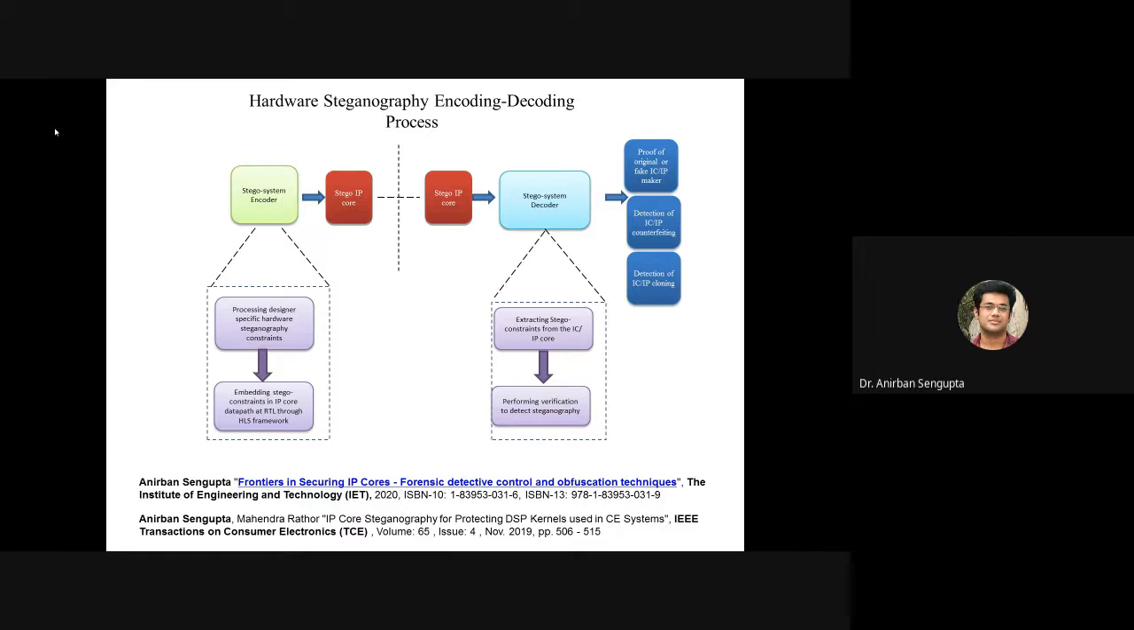So in the encoder stage, we have the processing of the designer specific hardware steganography constraints, and then the embedding of that into the RTL design phase of the HLS framework. And at the decoder stage, we try to extract the stego constraints from the IC/IP code, and then we perform the verification to detect the steganography mark or stego mark. So this decoding phase basically helps us in finding the proof of the original or fake IC/IP maker. It also enables us to detect IC/IP counterfeiting, and finally it also helps us to detect the IC/IP cloning process.